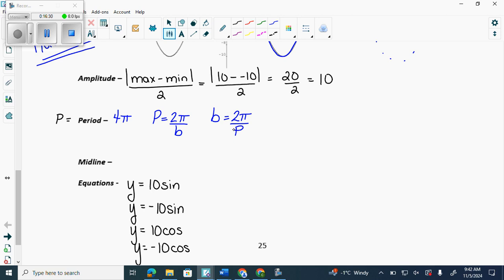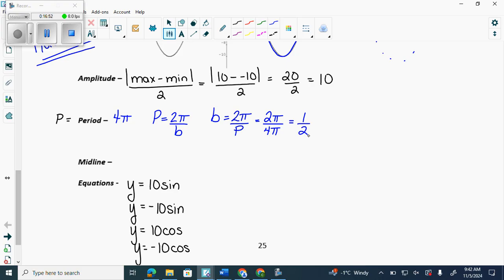And why am I using 2π and not 360? Because it's in radians. The x-axis was in radians, right? So I go 2π divided by 4π. And what is my b? 1/2.